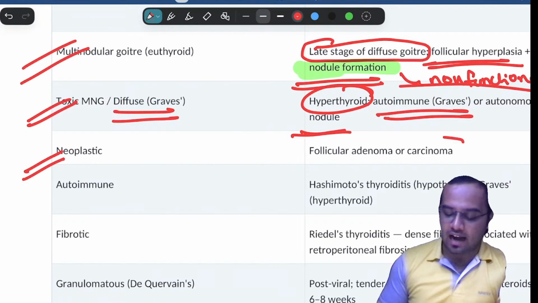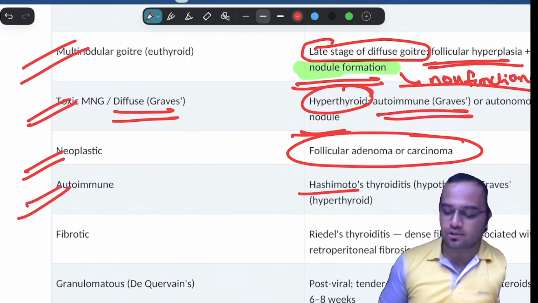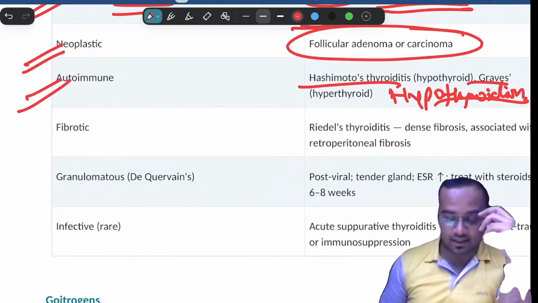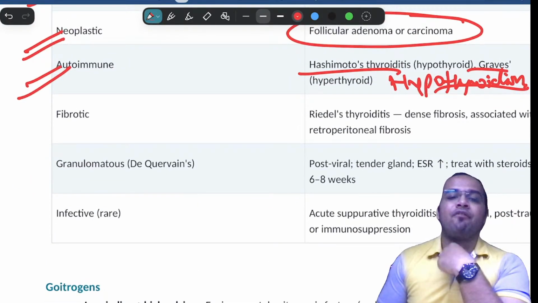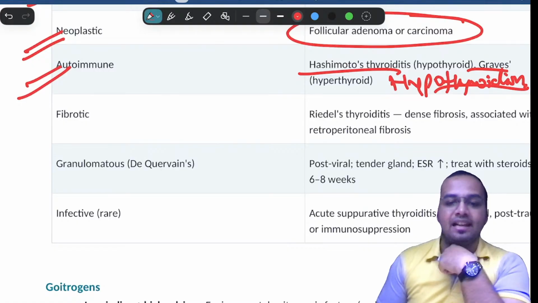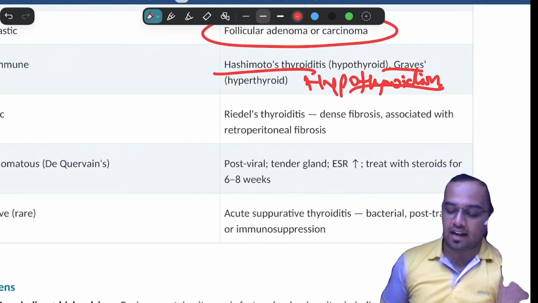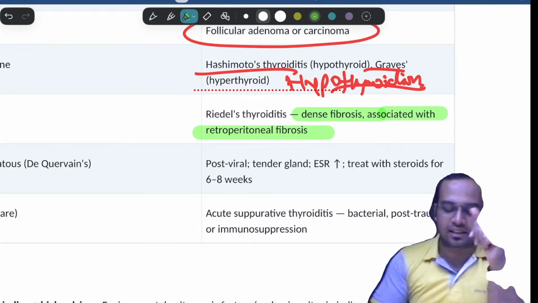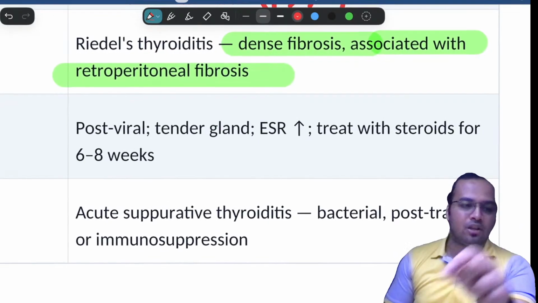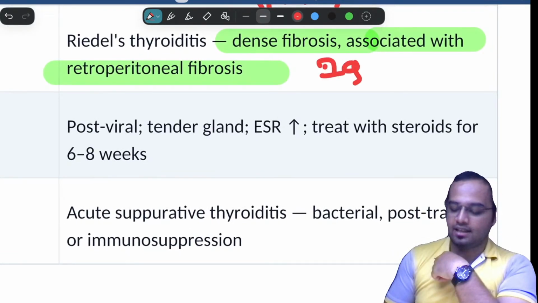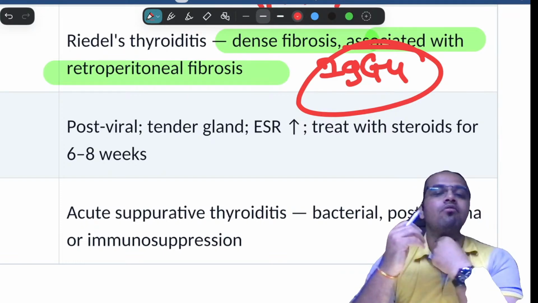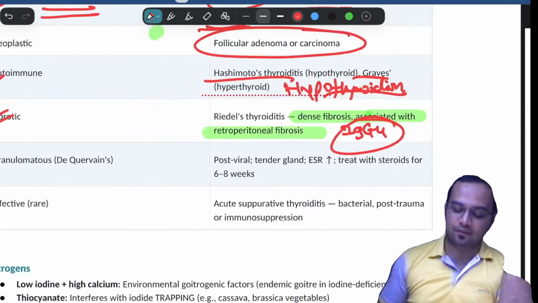Neoplastic, it might be a follicular adenoma or a carcinoma. Autoimmune, Hashimoto's thyroiditis, it is because of hypothyroid state. Autoimmune can be hypothyroid or it can be hyperthyroid when it is Graves disease. Whenever there is rapid fibrosis and hardening of the gland, it might be a malignancy or what is called Riedel's thyroiditis. It causes dense fibrosis of the gland and is also associated with retroperitoneal fibrosis. कौन सा disorder है जो retroperitoneal fibrosis भी cause करता है and it might cause Riedel's thyroiditis? It is IgG4 disease, wherein there is fibrosis everywhere in the body. So Riedel's thyroiditis with retroperitoneal fibrosis is typically seen with IgG4 disease.